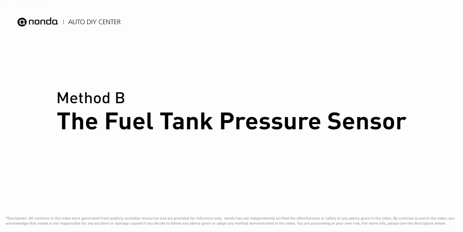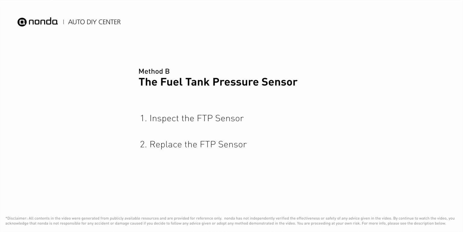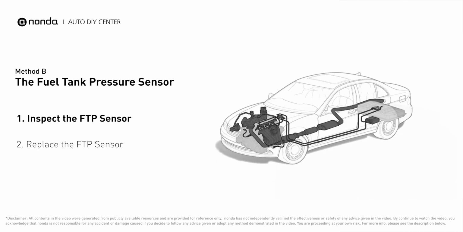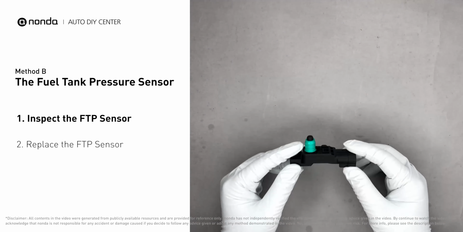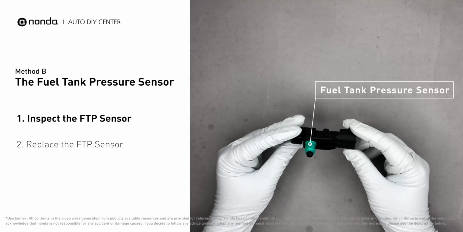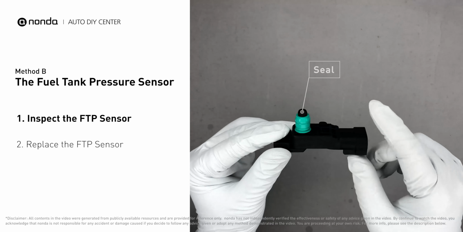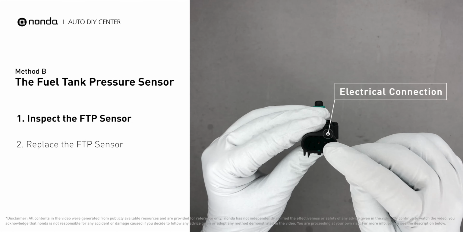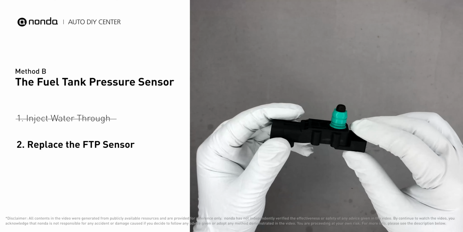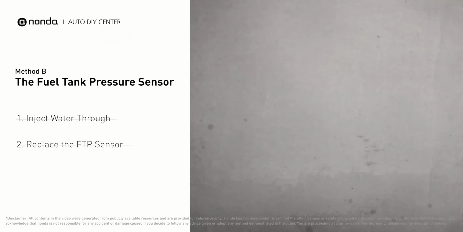Method B, the fuel tank pressure sensor. The fuel tank pressure sensor is part of the fuel pump assembly and is usually mounted on top of the tank. First, carefully remove the fuel tank pressure sensor from the fuel tank. Check the seal and the electrical connection for any damages. If damages are found, replace the fuel tank pressure sensor.